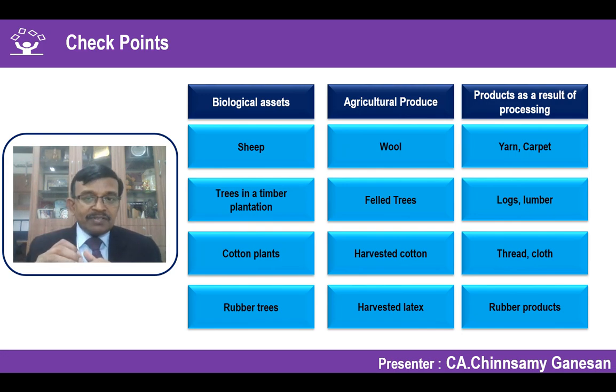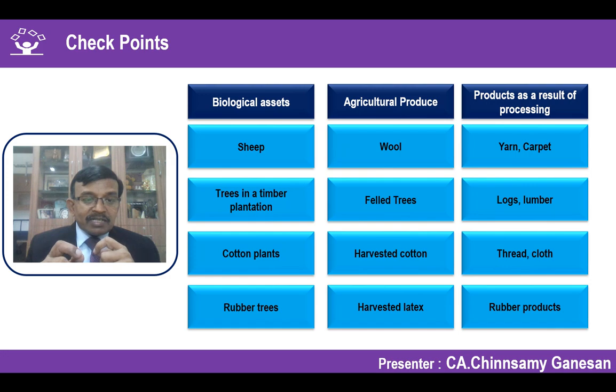Another point which we have seen is that the agricultural produce which is growing in either the bearer biological asset or the consumable biological asset, based on the management of the biological transformation, should be under the purview of this standard. Up to what period? Till such time it's harvested.